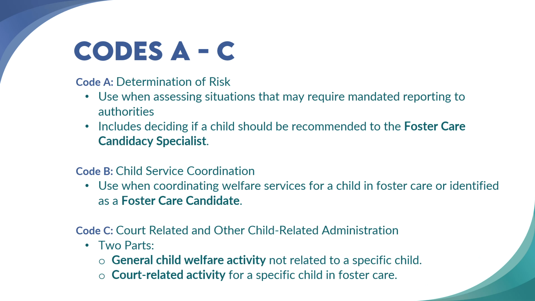Codes A through C all connect to children who are either in foster care or at risk of entering it. Code A is used when you're assessing a situation. For example, when you're determining whether a report needs to be made or if a child should be referred to a foster care candidacy specialist. Code B covers coordination work, such as when you're helping align services or support for a foster care candidate. Code C involves administrative or court-related work. It might include preparing for a hearing or completing case documentation for a specific foster child.